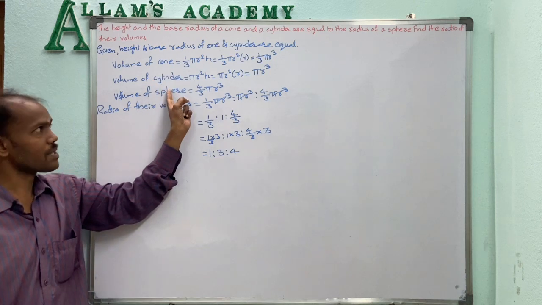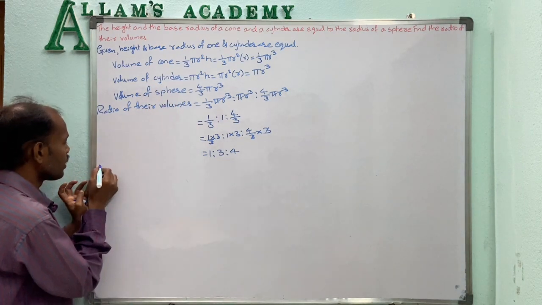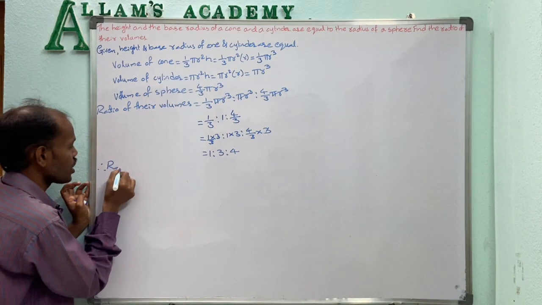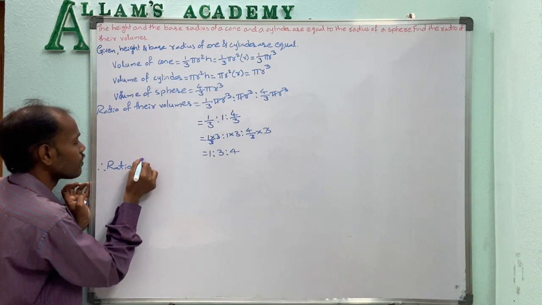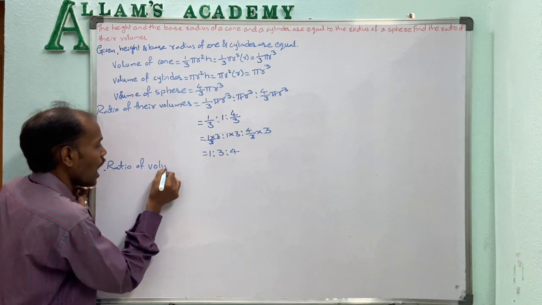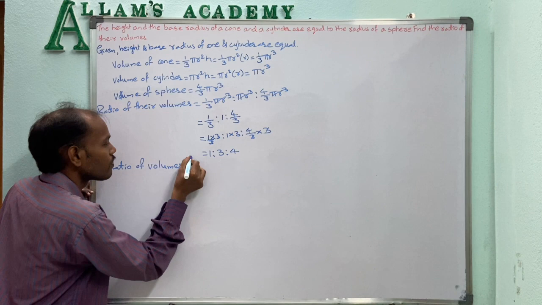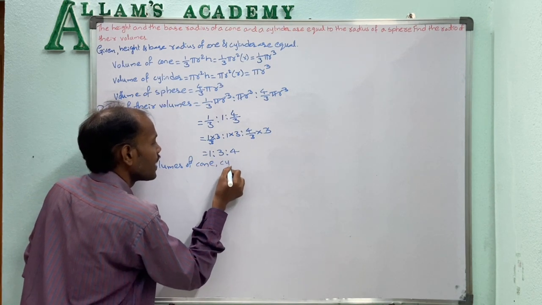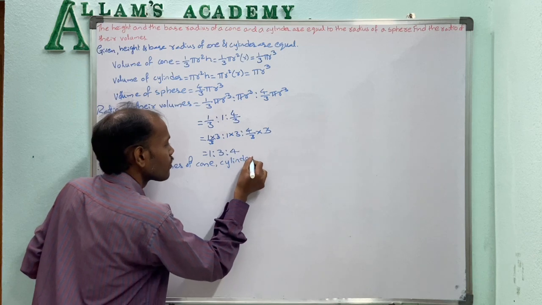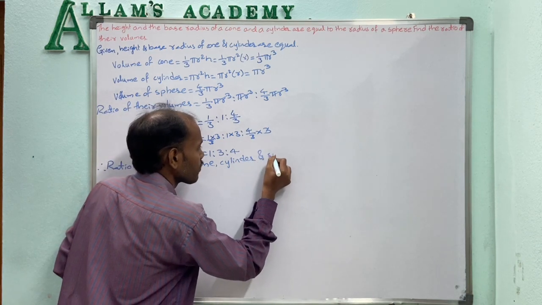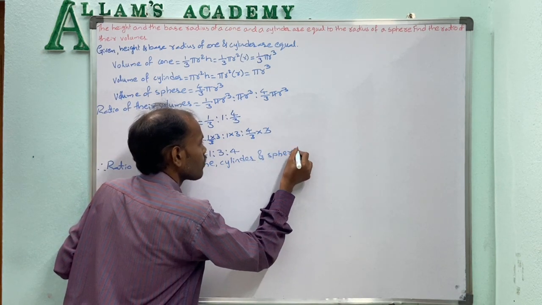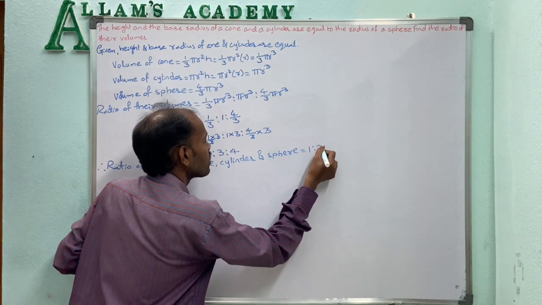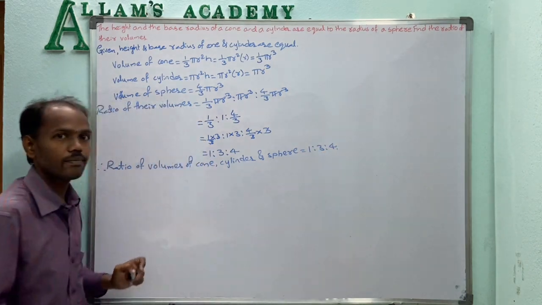Therefore, the ratio of volumes of cone, cylinder and sphere equals 1 is to 3 is to 4.